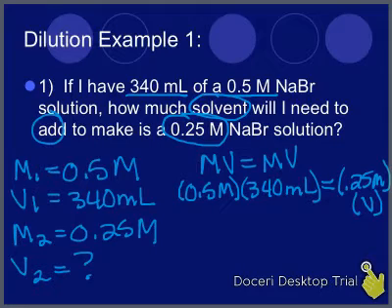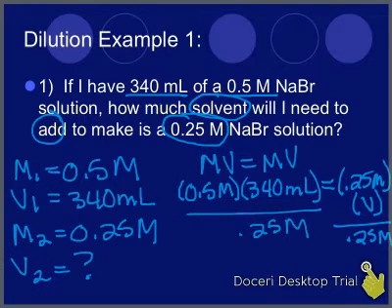How am I going to get that V all by itself? Divide by 0.25. What I do to one side, I have to do to the other side. What is this going to do for my units? Cancels out the molarity. We're left with milliliters, which is a unit for volume, correct? So when I put this in my calculator, I'm going to do 0.5 times 340 divided by 0.25, and I get an answer of 680 milliliters.